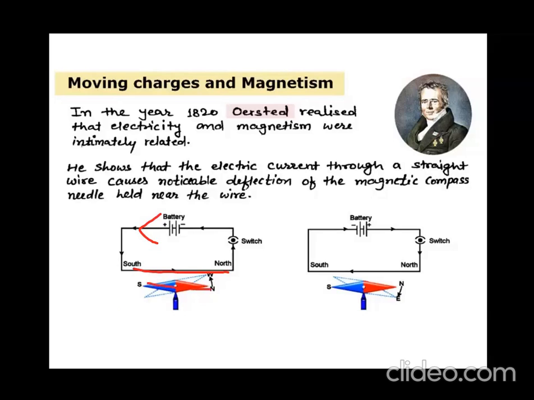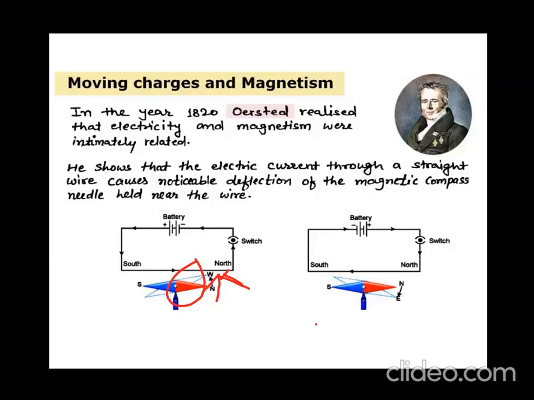Now, when the switch was on and the current flowed through the wire, the magnetic needle got deflected towards the west. The North Pole got deflected towards the west. After deflection, you can see the dotted blue color shows the deflected position when the current flows through the circuit.